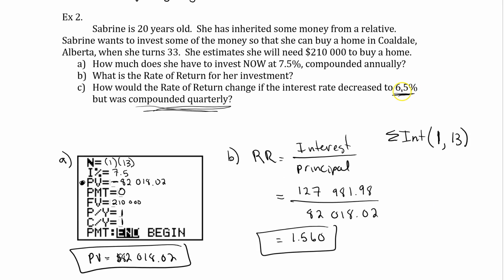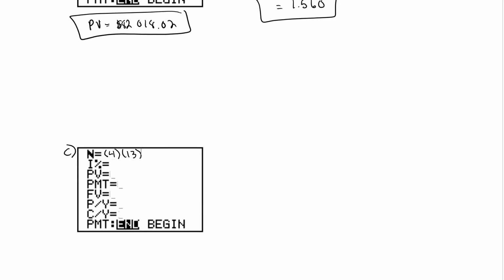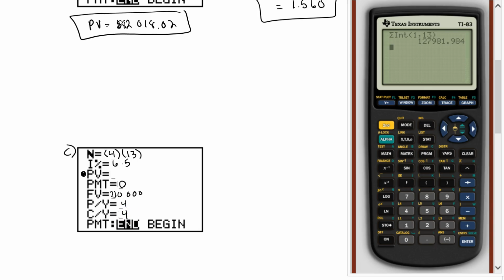Saying the interest rate is now 6.5%. You still want to solve for that present value. Payment stays 0. Our future value is 210,000. And we know that our PY and CY are both 4. So let's plug that into our calculator. Remember how to get that. You will probably go apps and then finance. I'm going to just go to my finance, my TVM Solver.